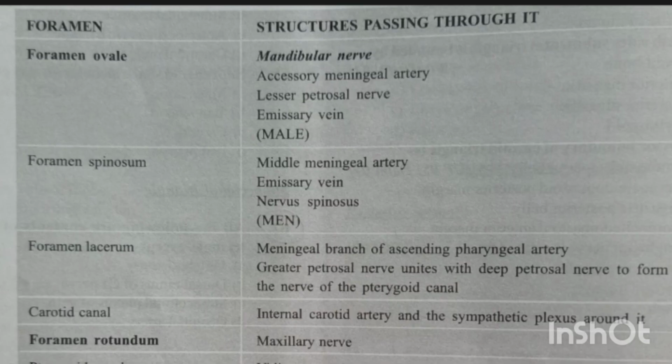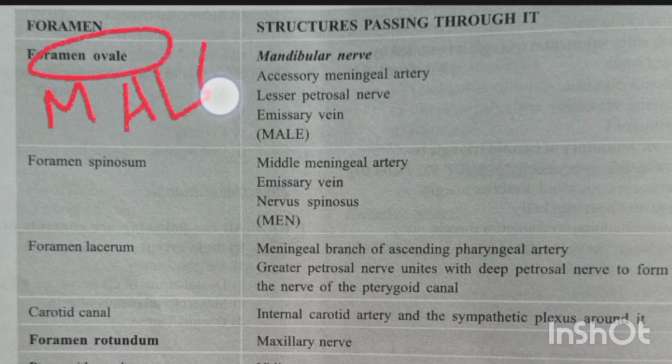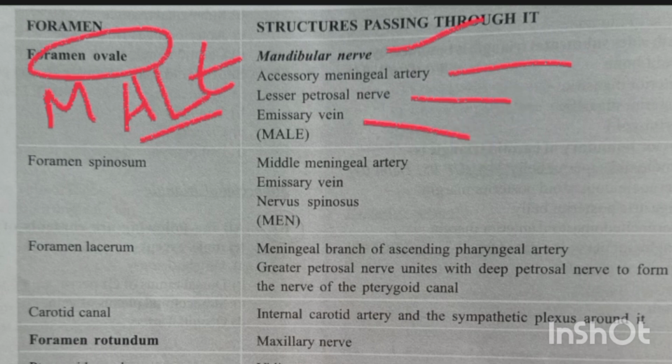Now let us see the foramens of the skull and the structures passing through them. From foramen ovale. Ovale, you remember male. Male structures pass through the foramen ovale. Male means man, so mandibular nerve, A for accessory meningeal artery, L for lesser petrosal nerve, and E for emissary vein. Next, foramen spinosum.